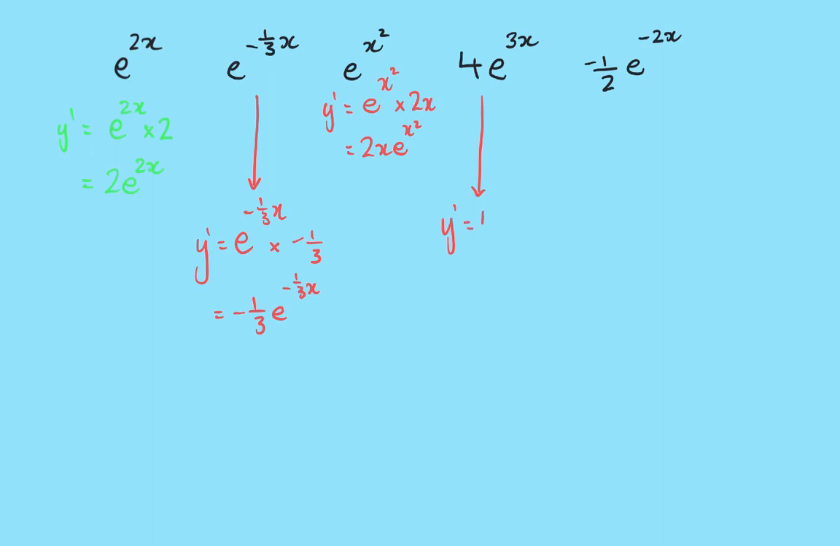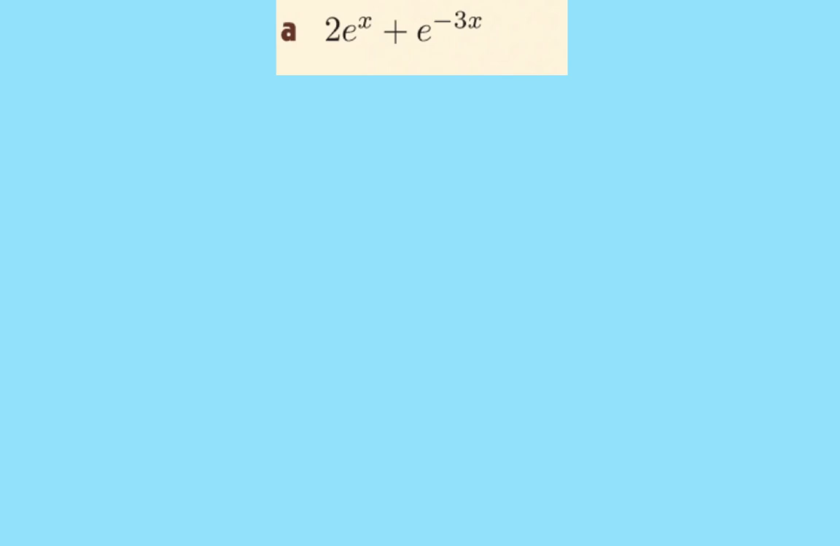4e to the 3x. And we get 12e to the 3x. And finally, e to the minus 2x. Okay, so they were some introductory ones.